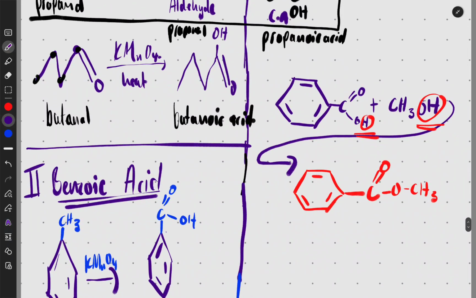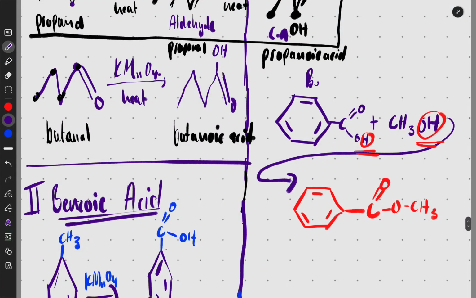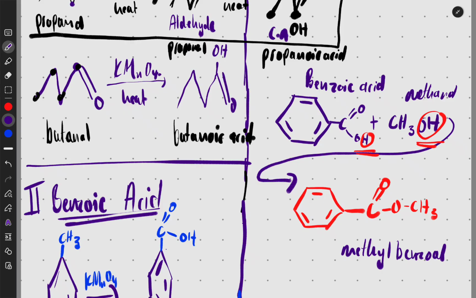Now, how do I name the ester? Of course, you come here. This was benzoic acid, right? And this was methanol. When you name the ester, the first part comes from the alcohol side, which is the side of the oxygen with no double bond O. The side with the double bond O is the last part. The side with no double bond comes first. So it's going to be methyl. It's going to be methyl benzoate. Like this. How easy is this?